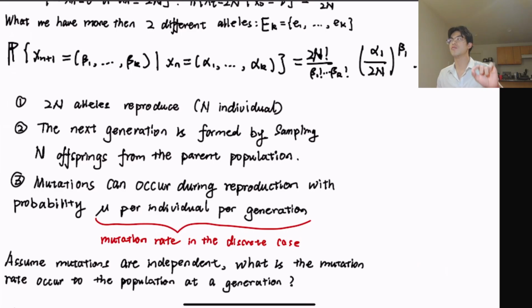Remember, we have a mutation rate that occurs to an individual at mu. Remember, mu per individual per generation. Now, what is the mutation rate for the entire population at a generation? I believe audiences smart like you already figured out. It's actually, I'll just write it down. If you don't know, you can pause and think about it a little bit. And the answer is actually just 2n mu. Why? Because for each generation, we have 2n alleles in the population, and each has a probability of mu of mutating. Therefore, the mutation rate for the entire population is just 2n times mu.